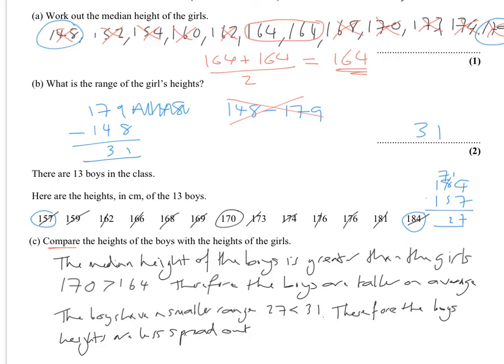So it's important that we have the values in our sentences, and also saying what it means. So just saying that the median height of the boys is greater than the girls, what does that mean to us? Well, it means that the boys are taller on average, and if the boys have a smaller range, then the boys' heights are less spread out, they're less varied, they're more consistent in their heights.